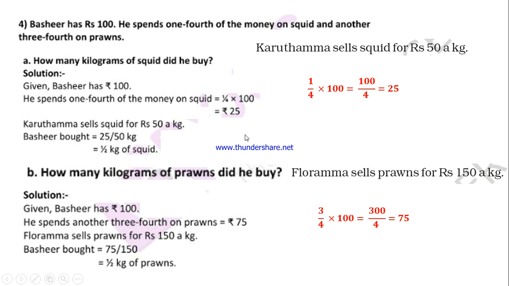Then 300 divided by 4, when we divide this, we get the value 75 rupees. And one more clue also: he had 100 rupees. He spent 25 rupees to buy squid fish, and the remaining amount is 75 rupees. Likewise also we can find.